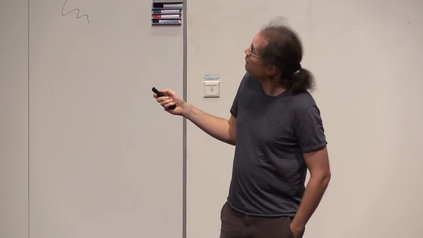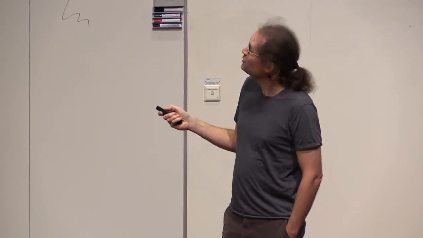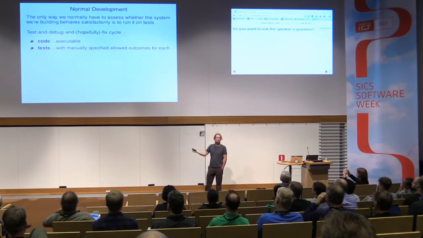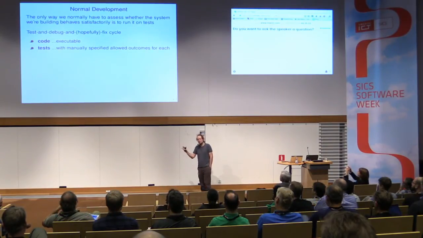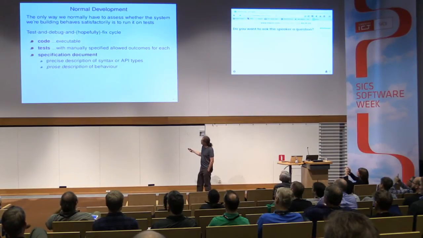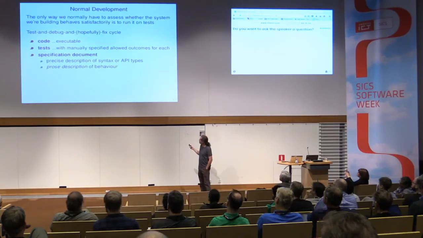So when we're building systems, in normal practice, the only way that we have to assess whether they're any good is to execute them on some test cases. Right? We have this test and debug and hopefully fix cycle, in which we have some code which is executable and we have some tests with some manually specified outcomes for each of them. Somehow that might be specified as a checker or as a list of outcomes or something. And then sometimes we have some prose specification document. It might have some precise description of the syntax of whatever we're building, or the types or the API or what have you, but then a prose description of the behavior.